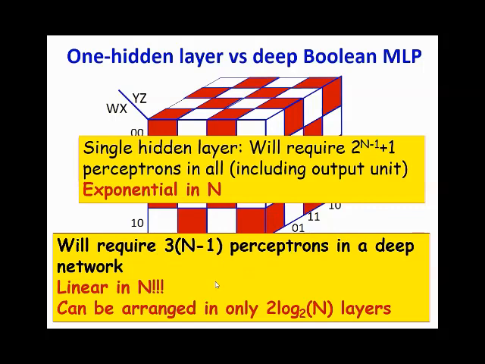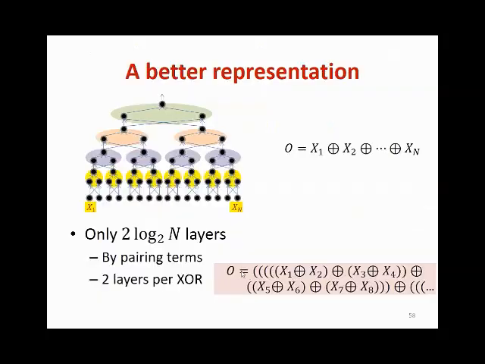Moreover, these neurons for the XOR network can be arranged in just 2 log n layers. How? Here's how you do it. The XOR is associative. I can begin grouping these XORs anyhow. So I can first compute an XOR of the first 2 guys, then an XOR of the next 2 guys, then an XOR of the next 2 guys, and so on, and pair them up. Then I can XOR their outputs in pairs, and then I can XOR those outputs in pairs, and so on. And each time I XOR, the number of outputs is reduced in half.